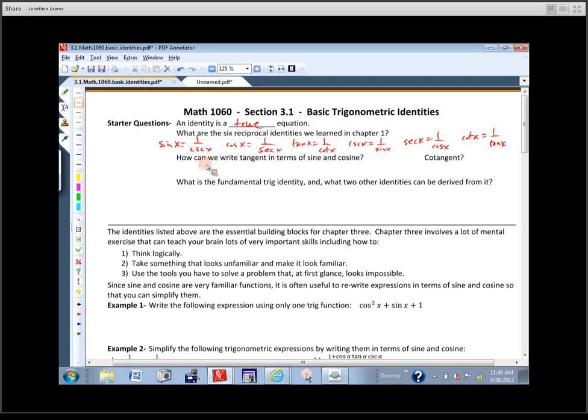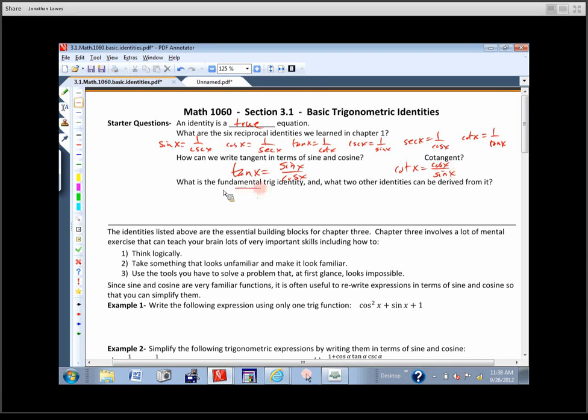And then the next one says, how can we write tangent in terms of sines and cosines? All of these were on the first test, weren't they? You had to have these memorized. So tangent of x is equal to the sine of x over the cosine of x. And then if we're going to write down cotangent, and we remember that these are reciprocals of each other, it's going to be the cosine of x over the sine of x.